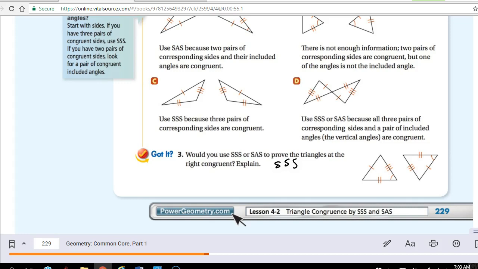And that's because I do have the three sides of one matching the three sides of the other. So therefore I could use side, side, side in this particular problem. All right. And the reason I couldn't use side, angle, side is because the angle that is given is between two different sides on the two different triangles. So therefore that eliminates that as a possibility. So I would pick side, side, side.